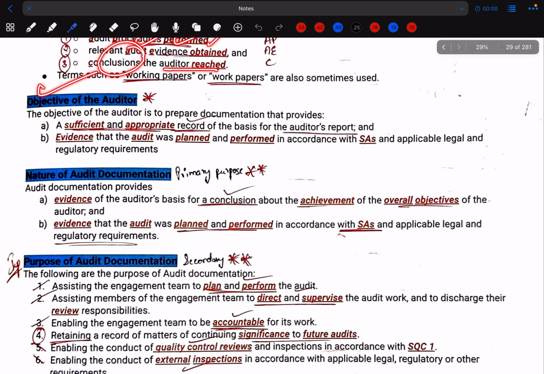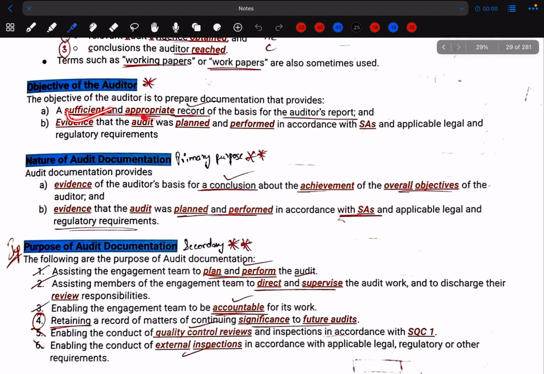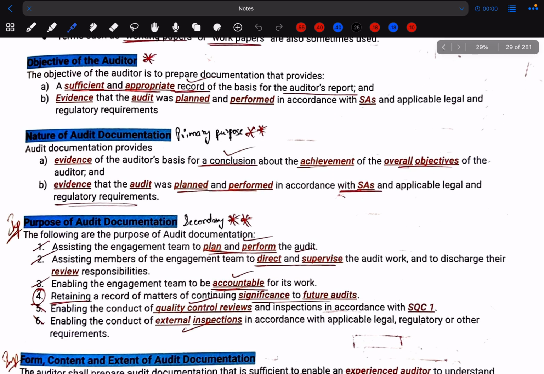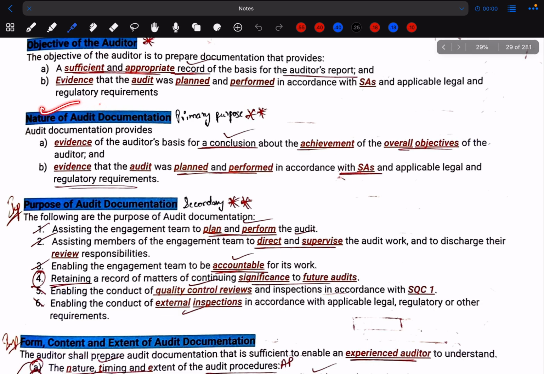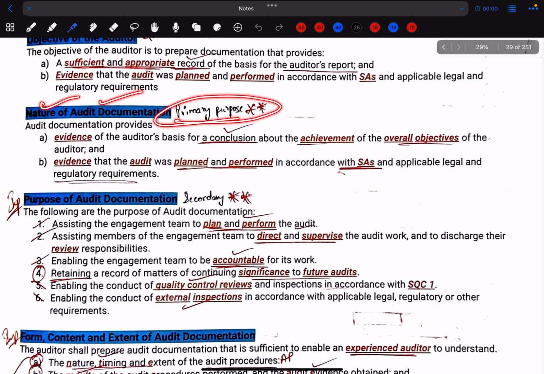Next, the objective of the auditor: to obtain sufficient and appropriate audit evidence on the basis for the audit report, and the evidence that the audit was planned and performed in accordance with SA and applicable financial reporting framework, and applicable legal and regulatory requirements. And the nature of audit documentation, this is also called the primary purpose.